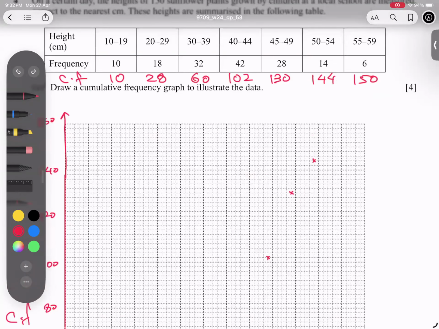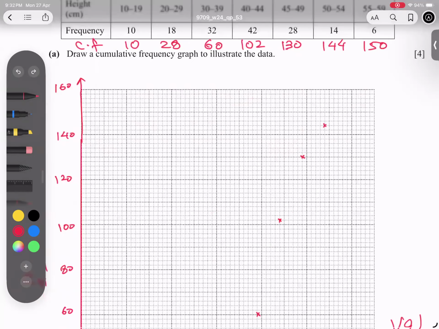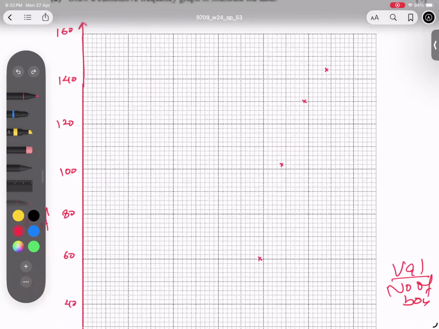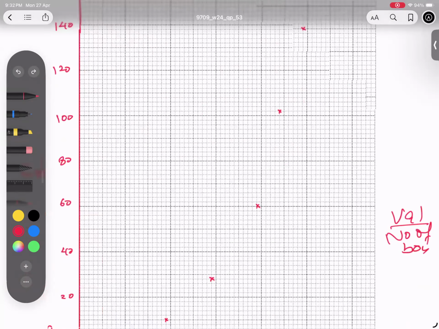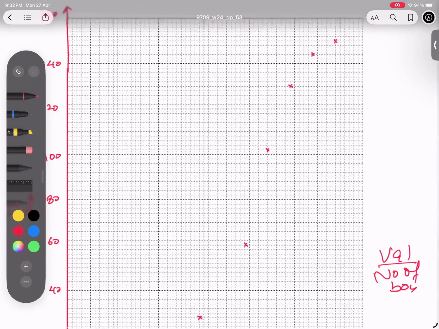Now students, 59 and 150. So 59 is here and 150 is here. Let me check finally. Yes, 1 box back.